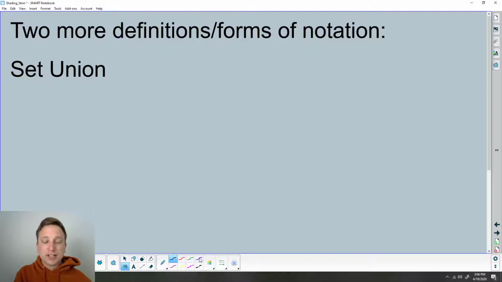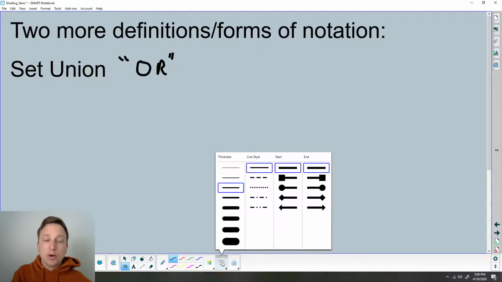The first is called set union. Sometimes when we talk about union, we're talking about actually the word or. So if I'm saying set A or B, it could be me saying something like I'm having spaghetti or lasagna for dinner. In that case, either spaghetti is good or lasagna is good. The or in math means one or the other will satisfy a requirement.